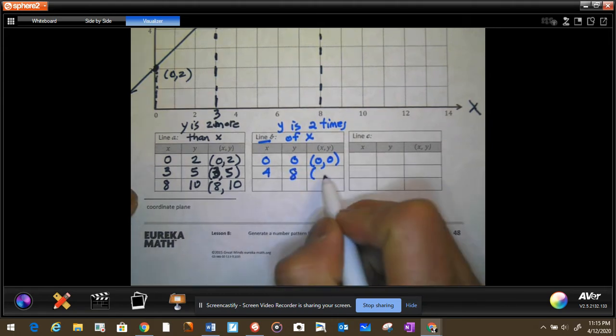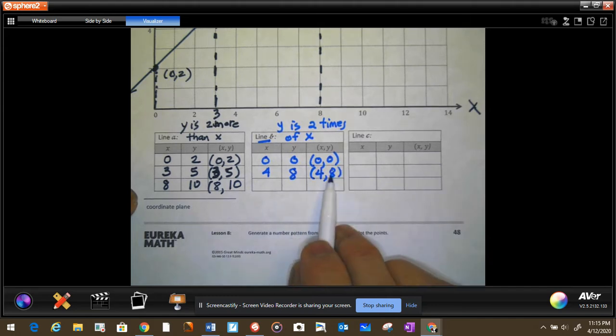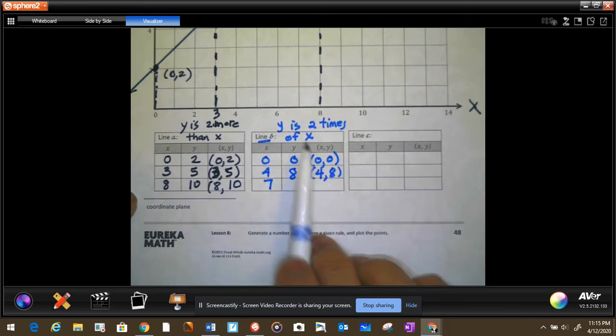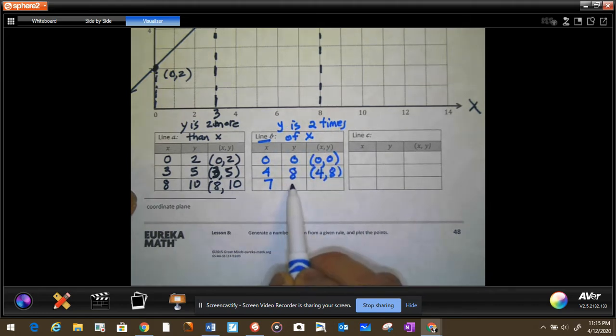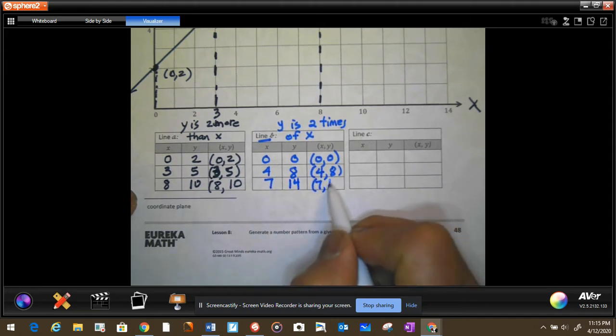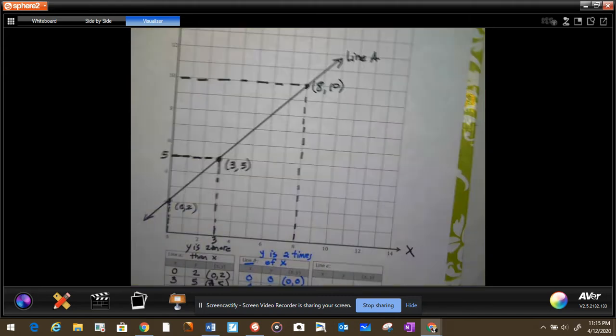So our next coordinate pairs, remember these two numbers are called coordinate pairs. That will be for 8. So let's choose another number, let's say 7. So y is 2 times x. So it's going to be 2 times the number, so that's 14. Now we have the third point on this line. Okay, now we're going to plot these points on the line.